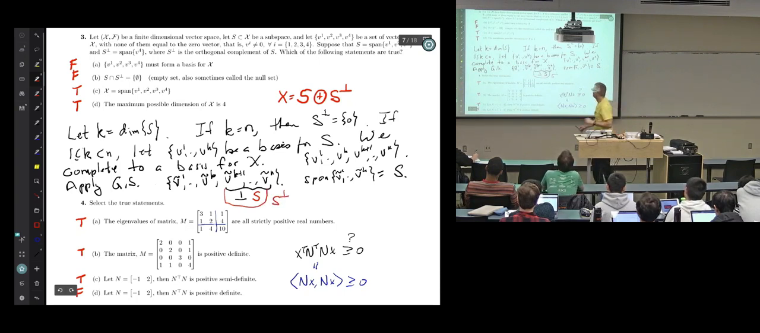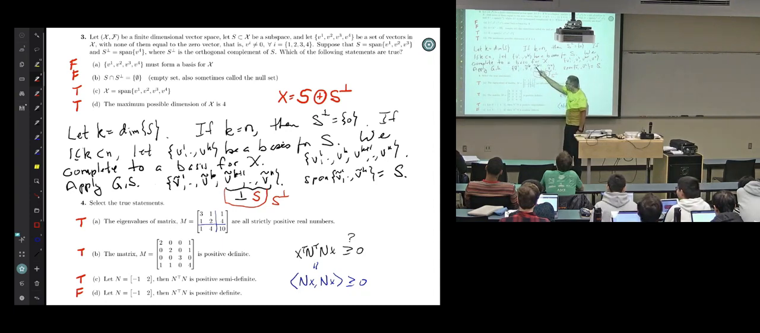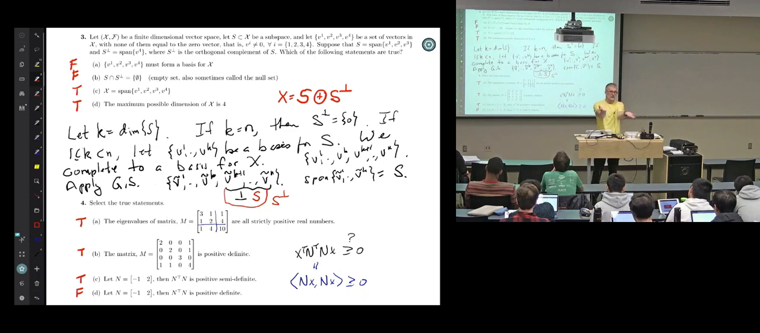And so now X equals the span of this plus the span of this. So X equals S plus the span of these guys, which is S perp, and the intersection, the only vector that's common to S and S perp is the 0 vector, because then the vector's inner product with itself is 0.